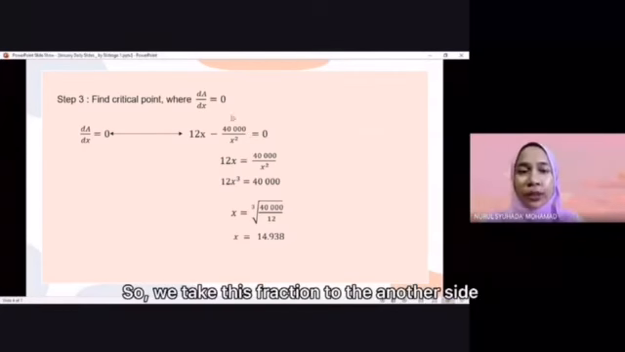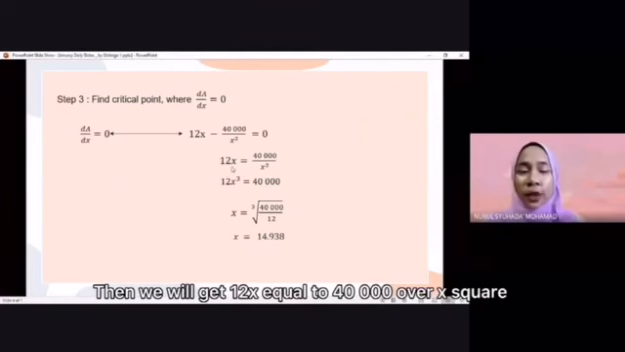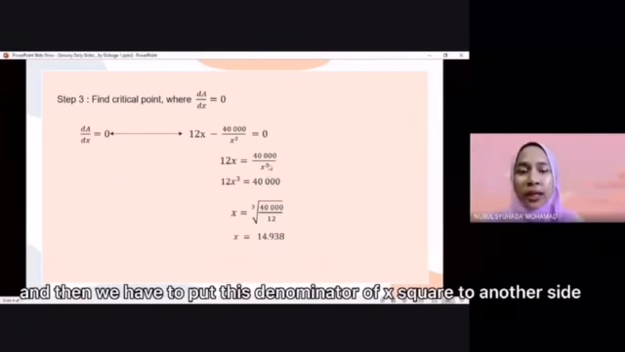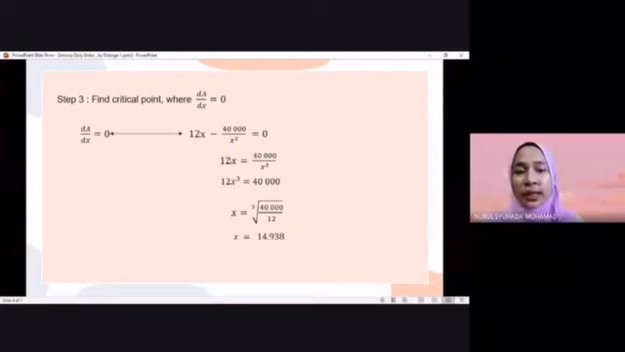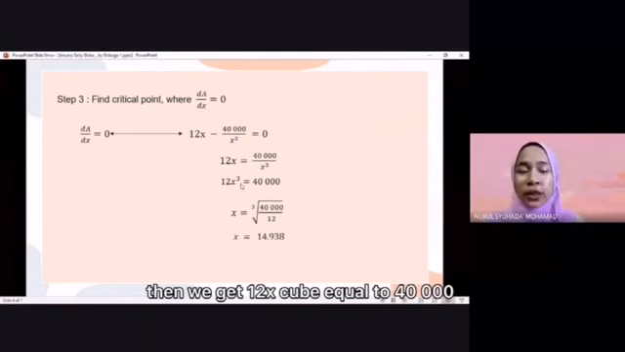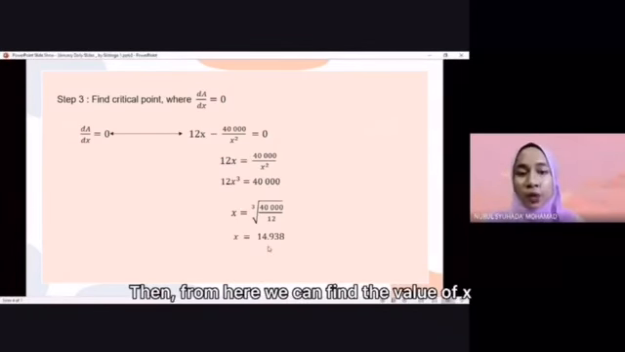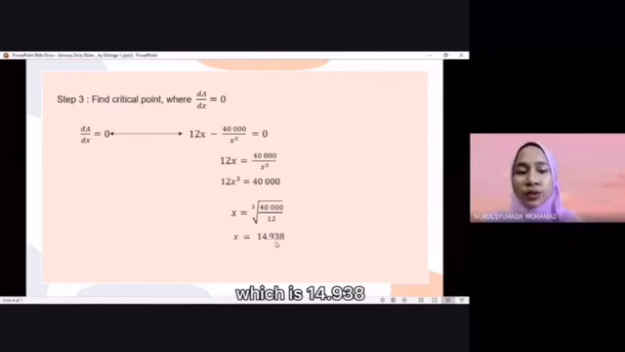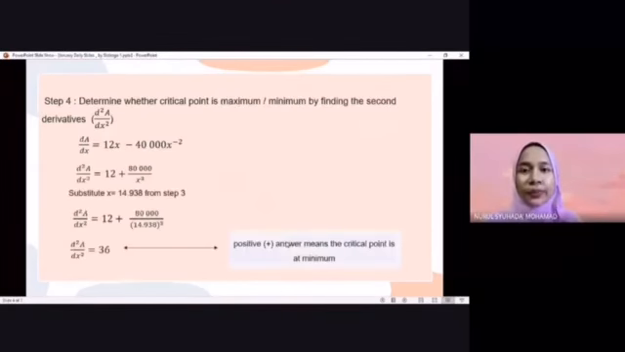So we take this fraction to the other side. Then we will get 12x equal to 40,000 over x squared. And then we have to put this denominator of x squared to the other side. Then we get 12x cubed equal to 40,000. Then from here we can find the value of x, which is 14.938.